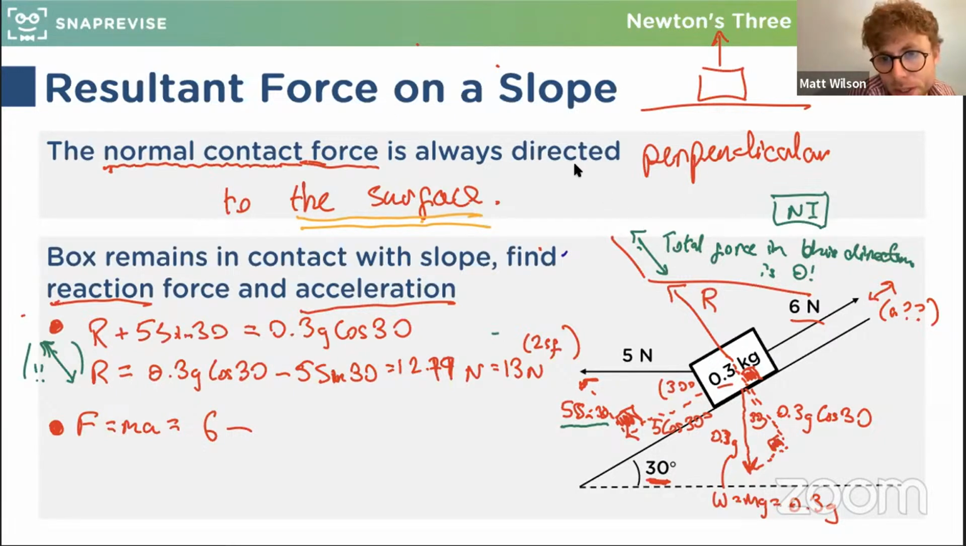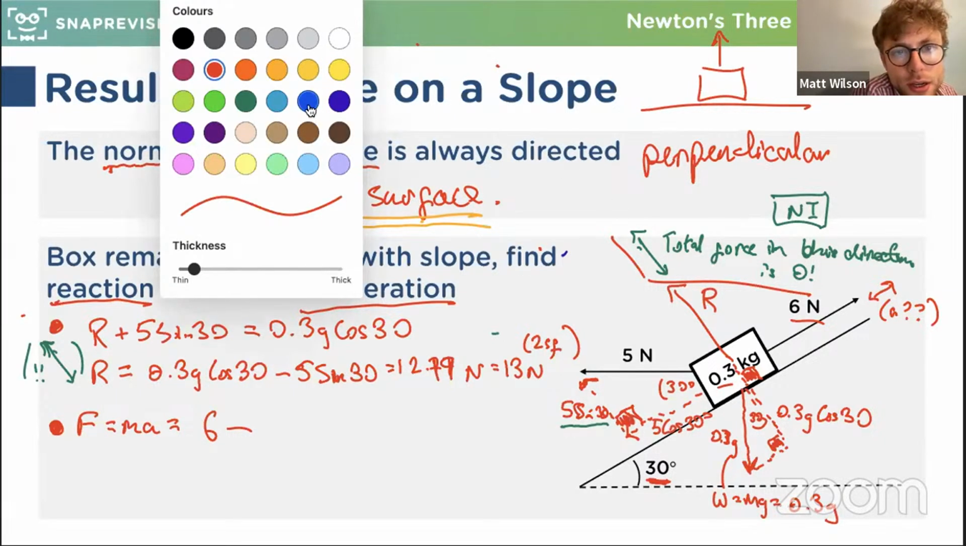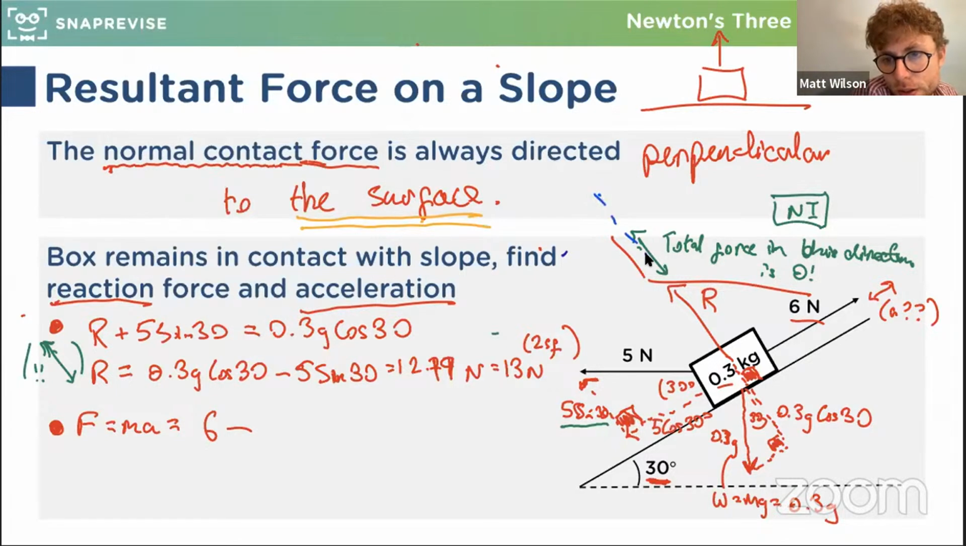So it's because I was calculating forces in this direction. And this direction is completely perpendicular to the 6 Newton force. Similarly, it's completely perpendicular to this 5 cos 30 force. And that's why I only included 5 sine 30. Nice. Good, no worries.